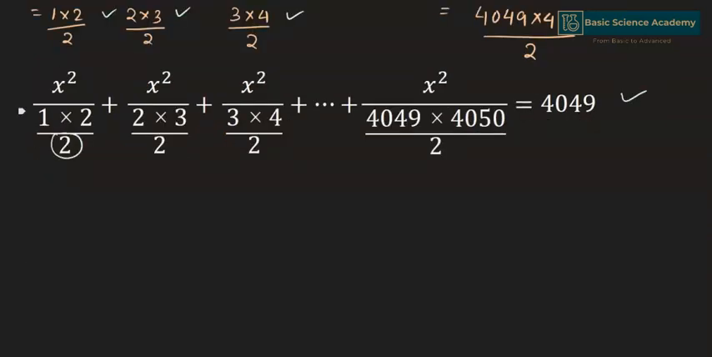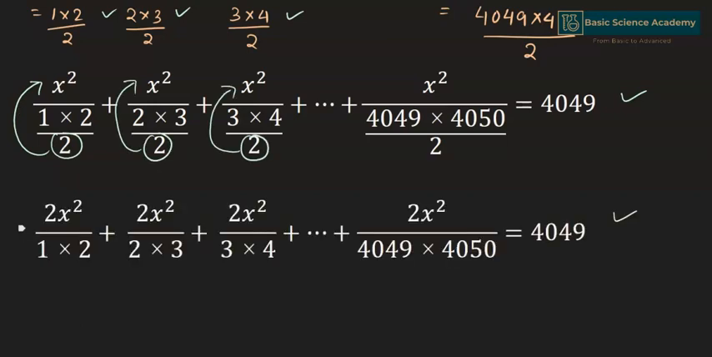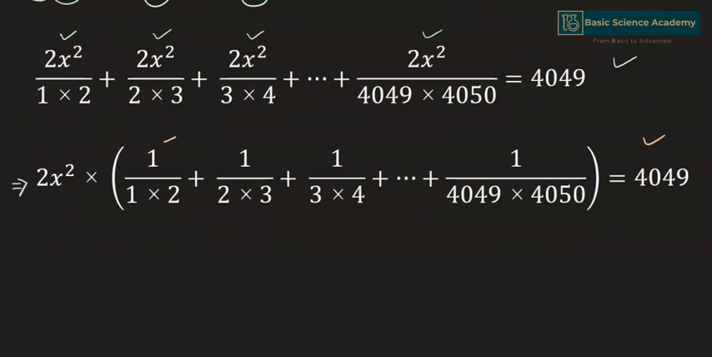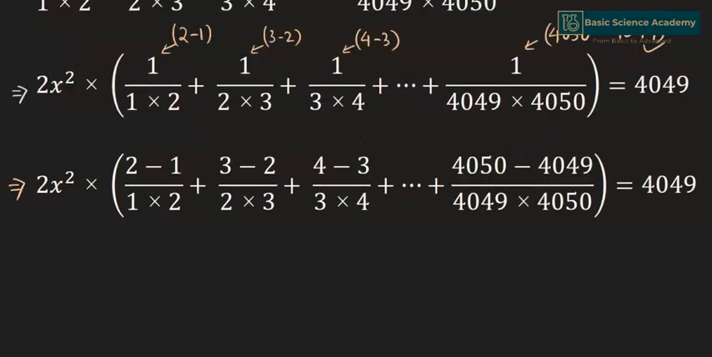Now, taking these two values into the numerator gives this equation. Now, we have 2x squared common in each of these terms. Taking 2x squared common gives this equation. We can write the one of the first term equals to 2 minus 1, and the one of the second term equals to 3 minus 2, and the one of the third term equals to 4 minus 3, and the one value of the last term equals to 4050 minus 4049. Now, this is our new equation.